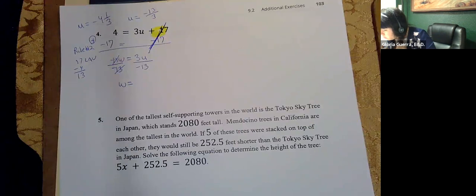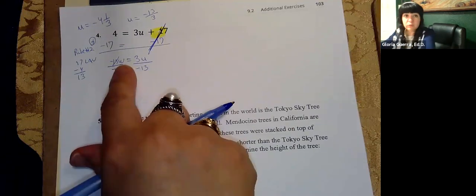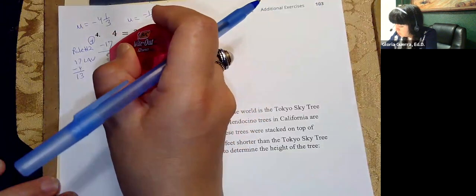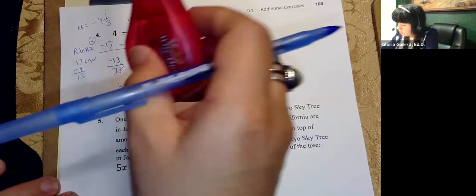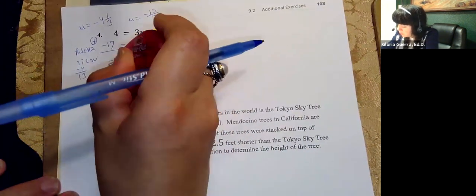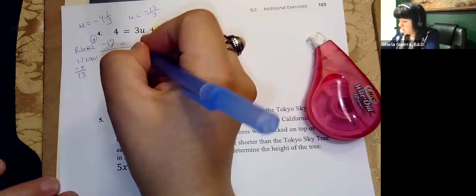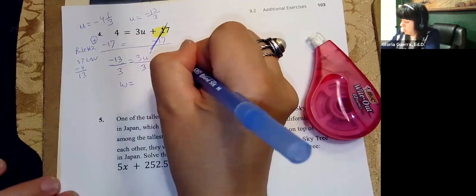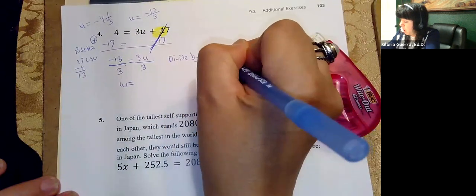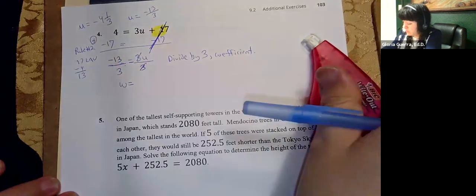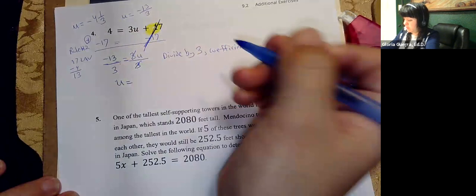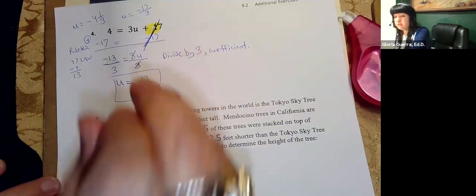Where did that U come from? That shouldn't be there. So you have 3U equals 4 minus 17, which is negative 13. And then we're dividing by the coefficient, and the coefficient is 3. The threes fall out. I don't know where the W came from. It's U. And so you have negative 13 over 3. That cannot be reduced, so that matches this.